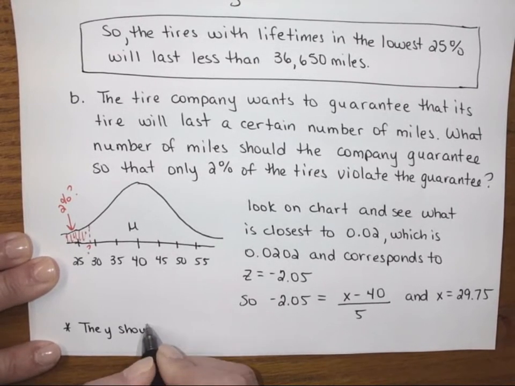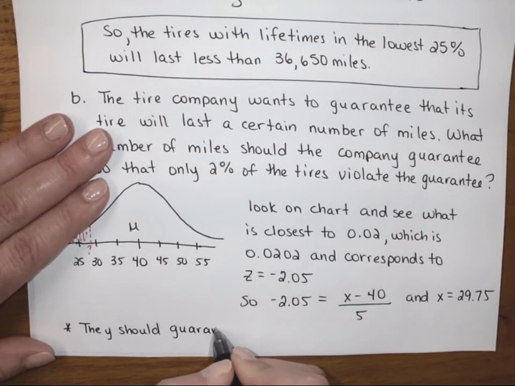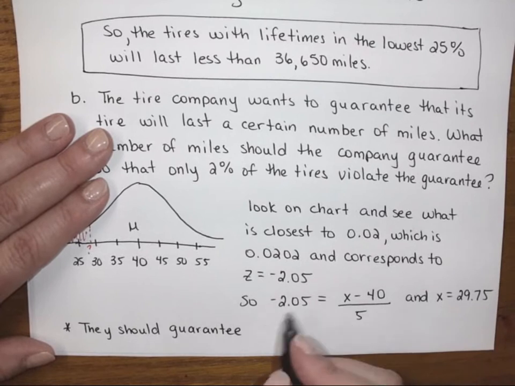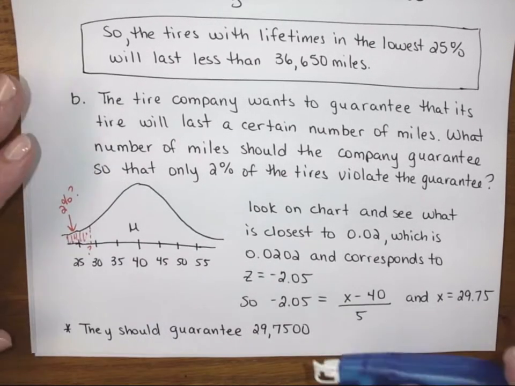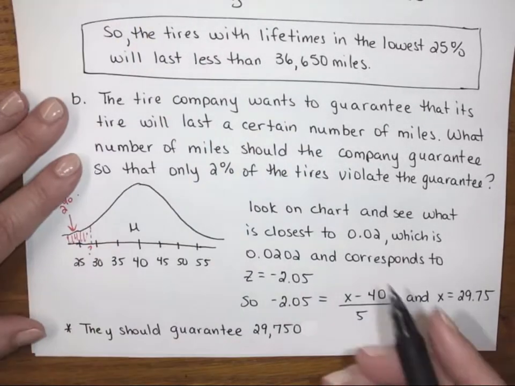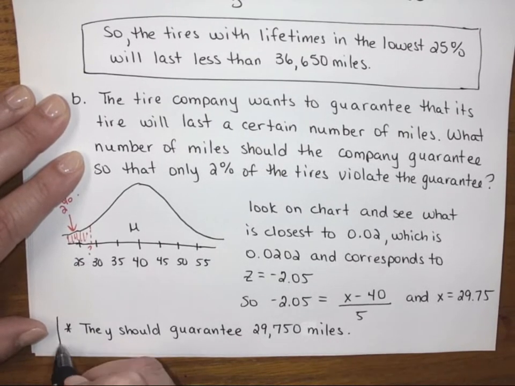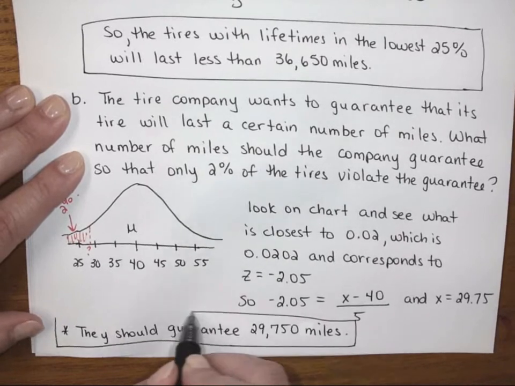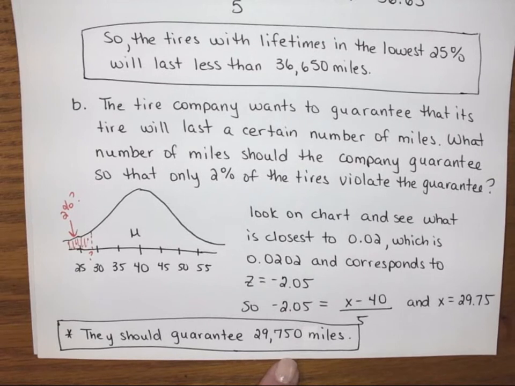They should hope that people will get 40,000, but they should guarantee that they'll get at least, make that in thousands, 29,750. That is what I meant to say. Okay, so they should guarantee that the tires will, at worst case scenario, get 29,750. Now the fact is, some people actually won't get that, but then they would fall in the 2% that are probably going to get refunds. So that's kind of how that would work.